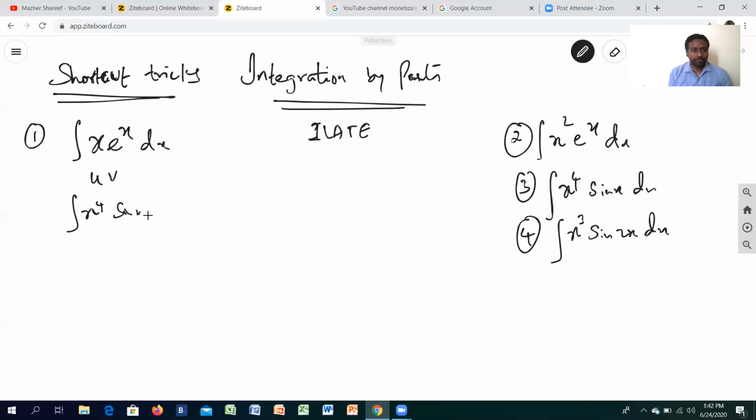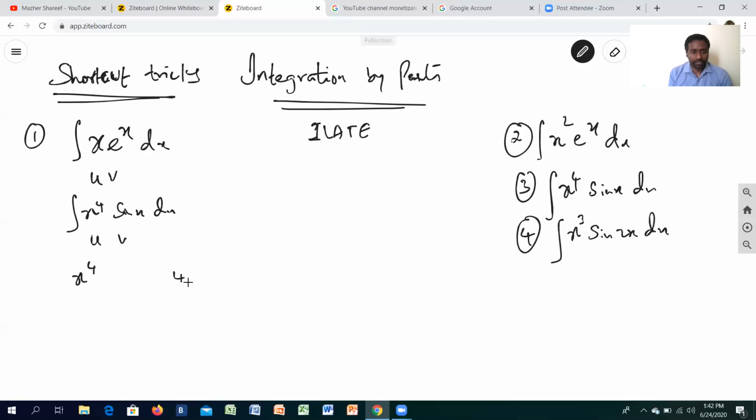If you continue with the general way using the formula, it takes a lot of time. So this is the best technique to use, very helpful for your competitive exams. Now I'm taking this as u and this as v. As I told you, differentiate the first function and integrate the second one. So x raised to 4.